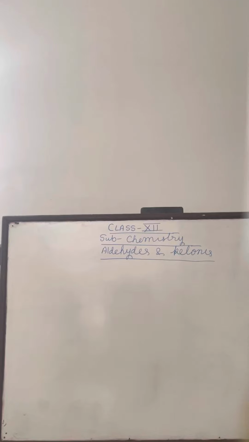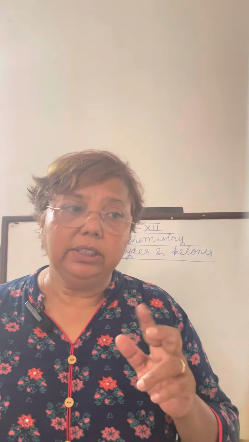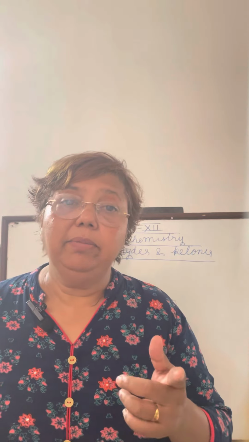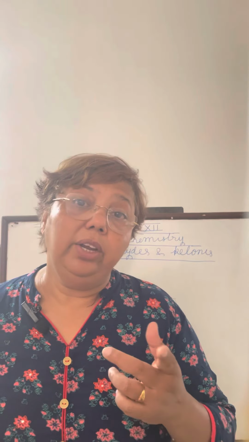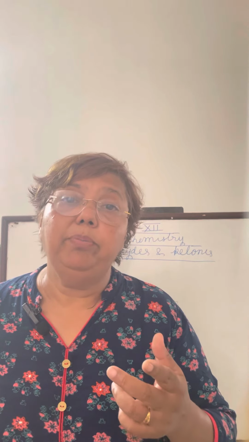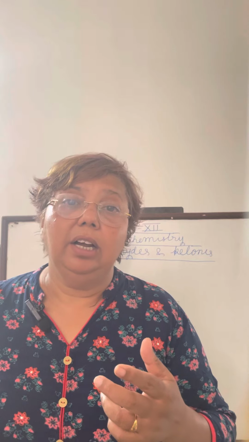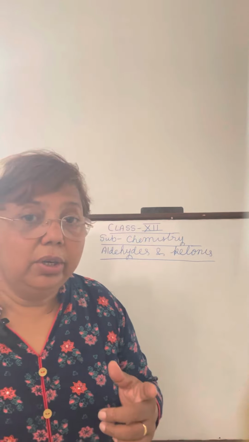So children, we were studying the methods of preparation of aldehydes and ketones. We studied two methods. One is the oxidation of 1 degree and 2 degree alcohols. And the second method we studied is the dehydrogenation of, again, 1 degree and 2 degree alcohols. Now we are coming to a very important name reaction which is used for preparing aldehydes, that is Rosenmund's reduction.